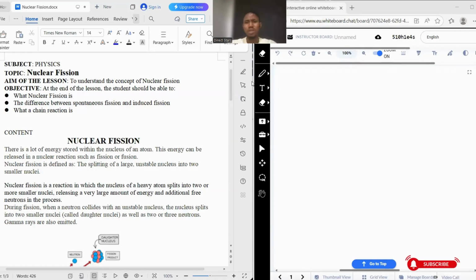What does that mean? Nuclear fission is when we have a big atom, a very heavy atom, and something makes this atom split into smaller atoms. That is what nuclear fission is all about. There is a lot of energy stored within the nucleus of an atom, but this energy can be released in a nuclear reaction such as a fission or a fusion. So nuclear fission is defined as the splitting of a large unstable nucleus into two smaller nuclei.